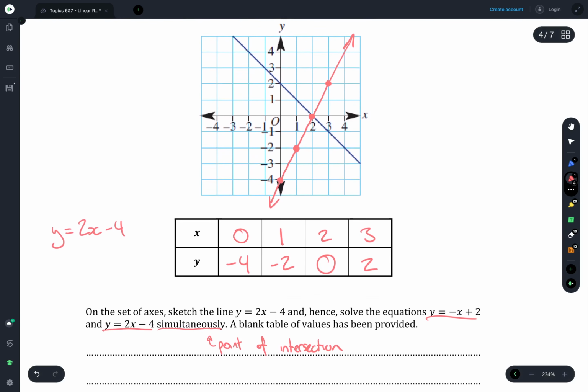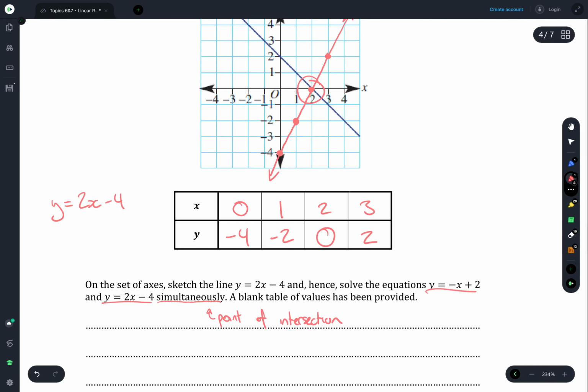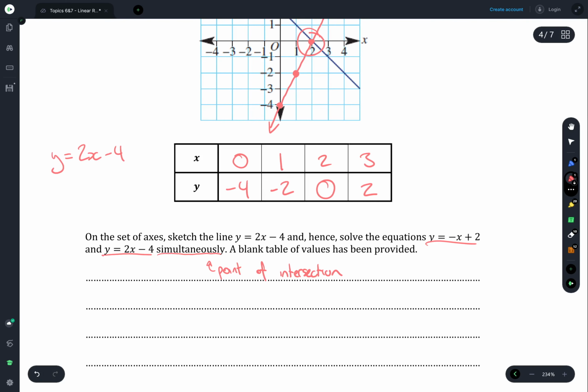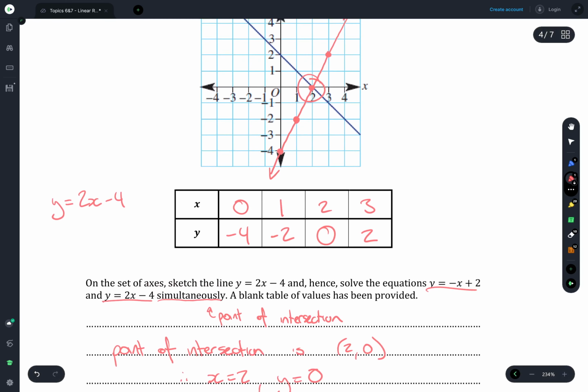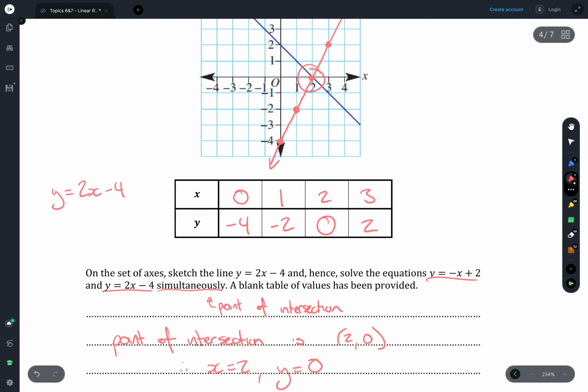Now that we have had our nicely drawn and neat line, we can see that the point of intersection is at 2, 0. So we can say the point of intersection is 2, 0. And that means the simultaneous solution will be x equals 2 and y equals 0. What we're meaning here is if I made x equals 2 and y equals 0, if I made x equals 2 into both of these equations, I'll get y equals 0. That's what simultaneously means. It's to find the one set of solutions for x and y that fits both of the equations.